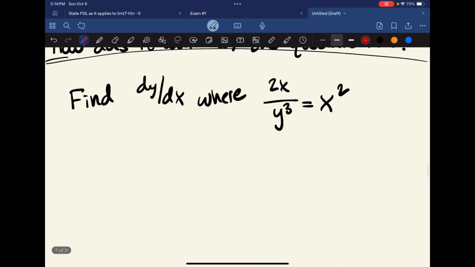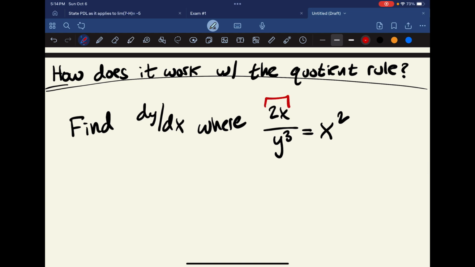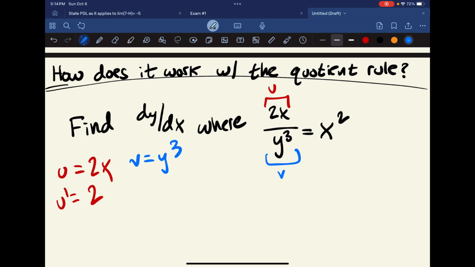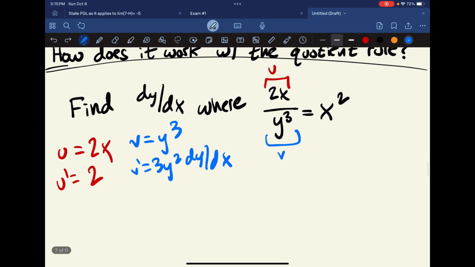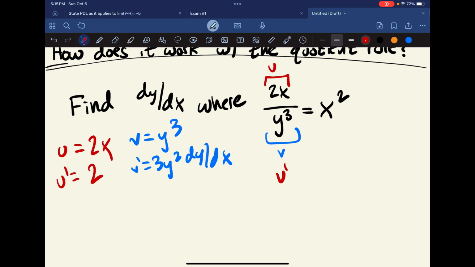And then as for implicit differentiation with the quotient rule, it's pretty much the same as it is with the product rule. So if we have our numerator as our u, that will be 2x, derivative of 2x is just 2. And then we have our denominator as y cubed, derivative of that is just 3y squared dy dx, right? Because we took the derivative of a term without x as our variable, so it has to be with respect to x. So then we just plug that into the formula of u prime times v minus u times v prime, all divided by v squared.